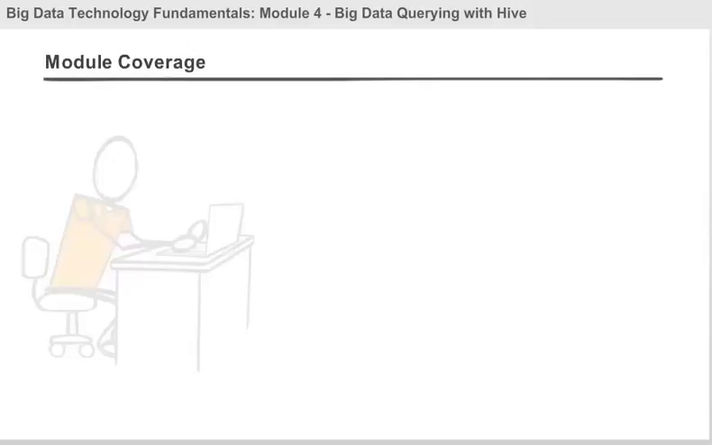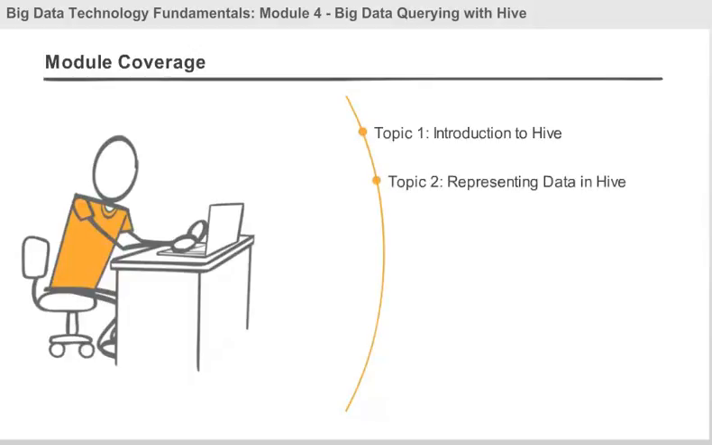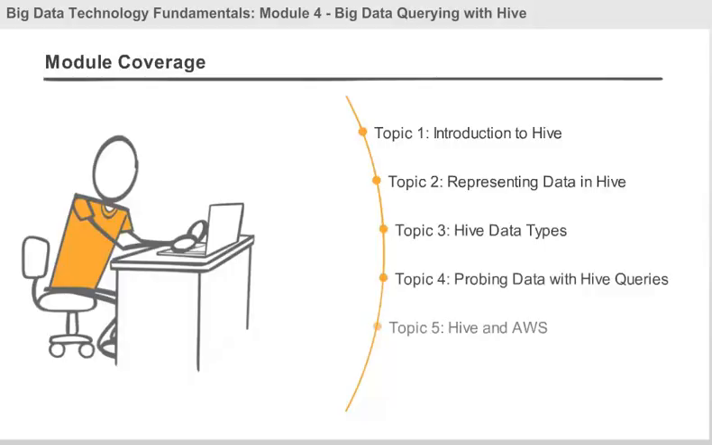This module contains the following topics. Topic 1, Introduction to Hive. Topic 2, Representing Data in Hive. Topic 3, Hive Data Types. Topic 4, Probing Data with Hive Queries. Topic 5, Hive and AWS. Topic 6, Use Case, Ad Hoc Analysis and Product Feedback.